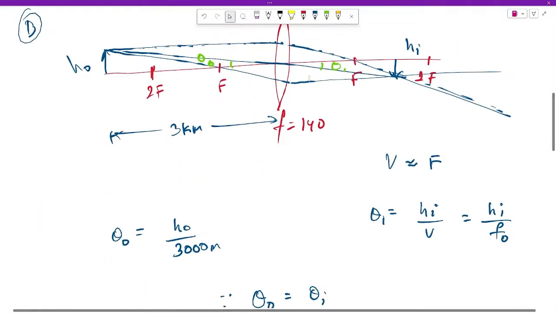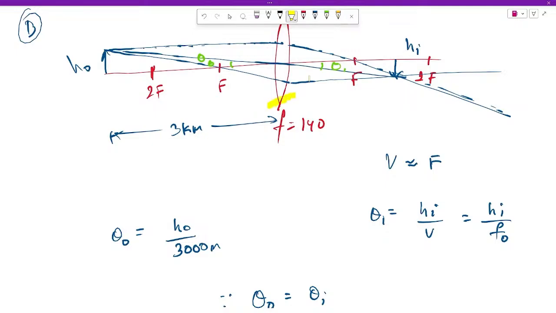Now we assume that this is the convex lens or the objective with a focal length of 140 centimeter. Now here lies the image. If the object is lying beyond the center of curvature of the lens, the image will form between the focus and the center of curvature, and if the object is placed far beyond, then the image will tend towards the second focus.